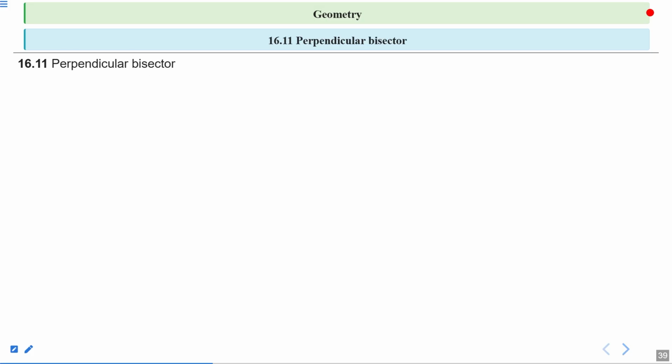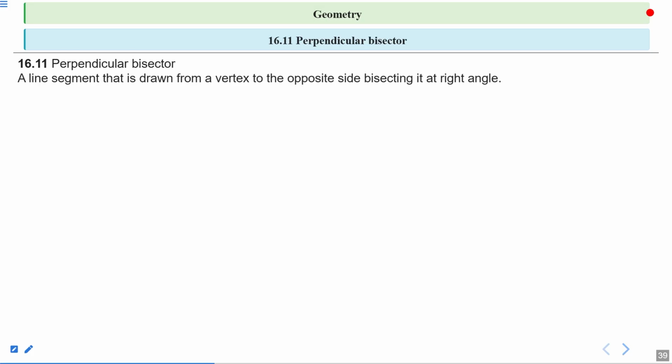Now perpendicular bisector. A line segment that is drawn from a vertex to the opposite side bisecting it at a right angle. So we can see in this diagram the perpendicular bisectors. O is the circumcenter where all three perpendicular bisectors meet.